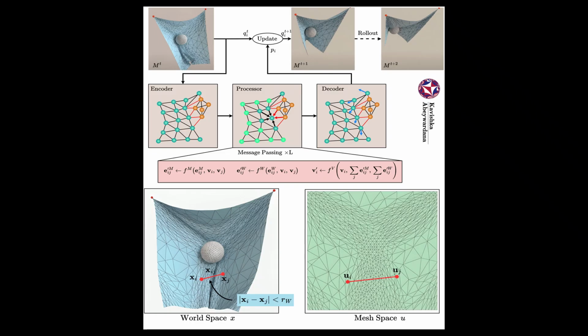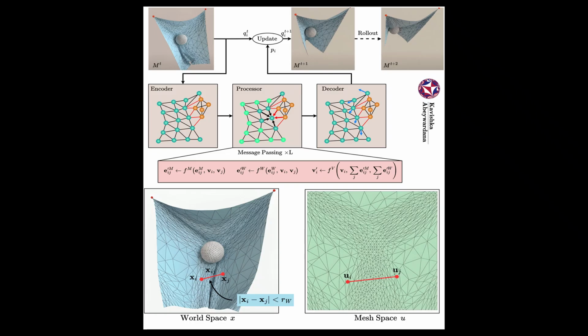So the question becomes, can we train a neural network to learn how the physics evolves directly from data? That is the core idea behind MeshGraphNets. So a mesh naturally looks like a graph. Nodes represent points in the mesh and edges represent connections between neighboring points.